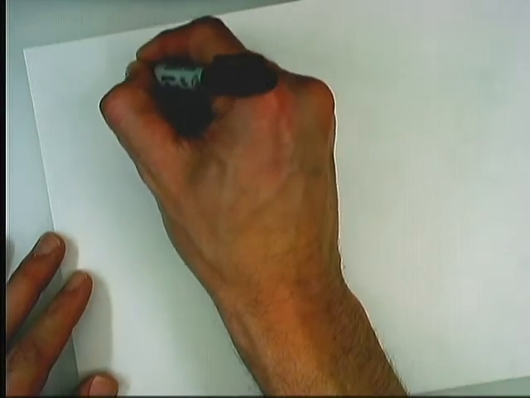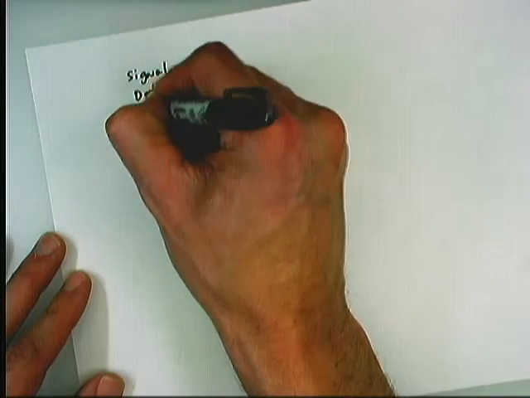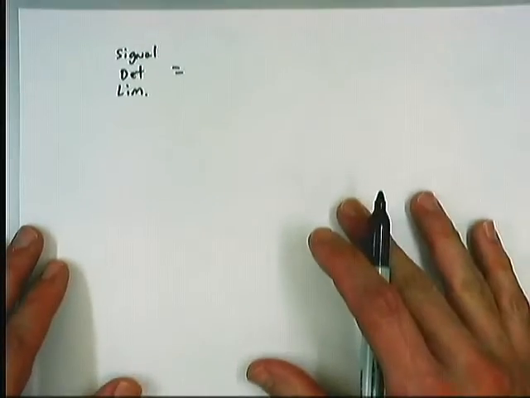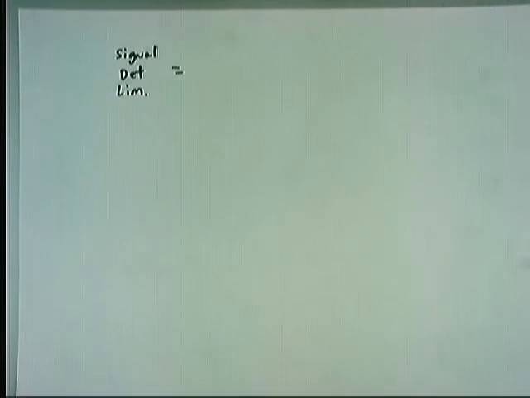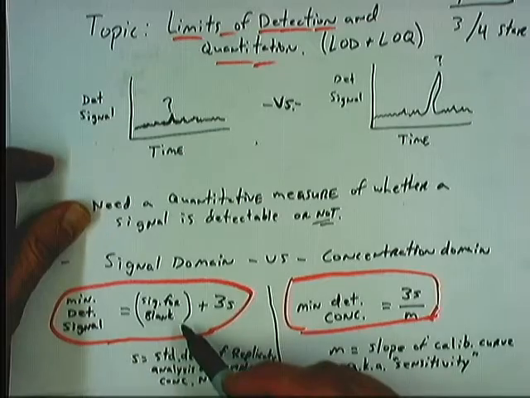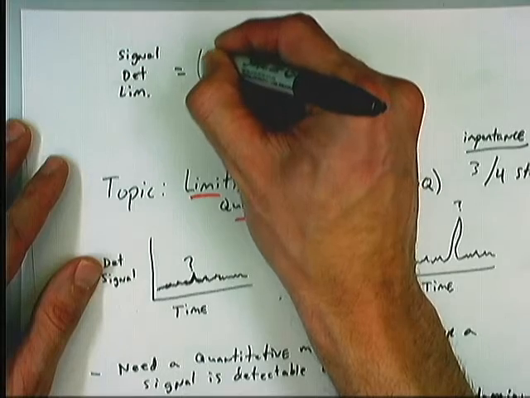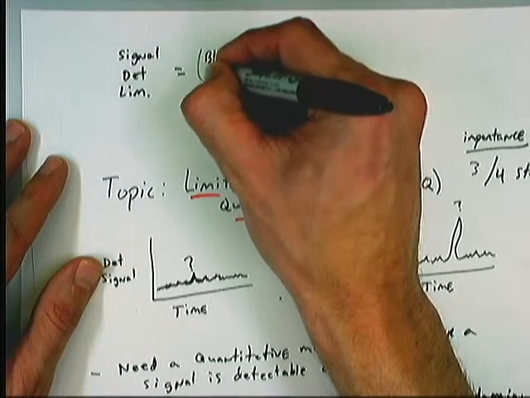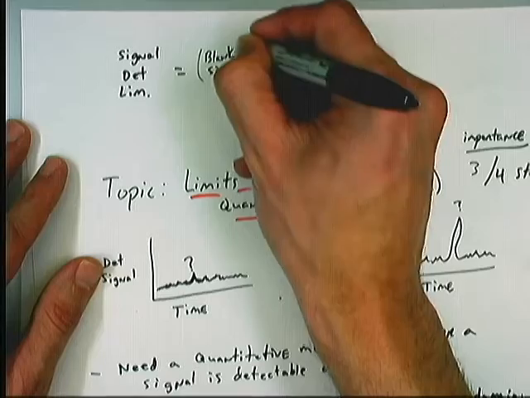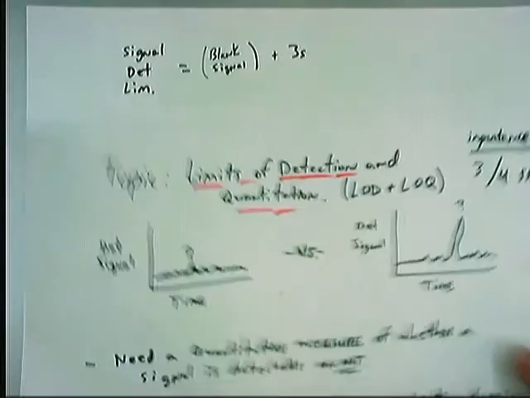The next thing I'd like to work with you is the computation of the signal limit of detection. Remember back from our first slide, we talked about the minimum detectable signal being equal to the signal for the blank plus 3s. That's the equation that we're going to use. So now we just need to figure out what numbers to use.